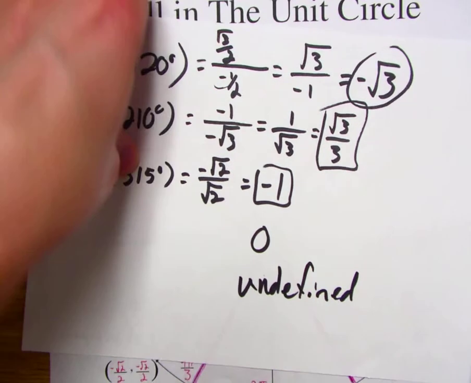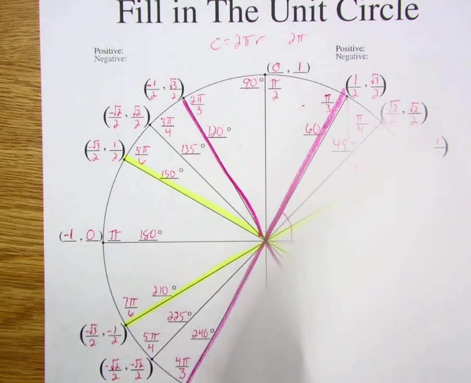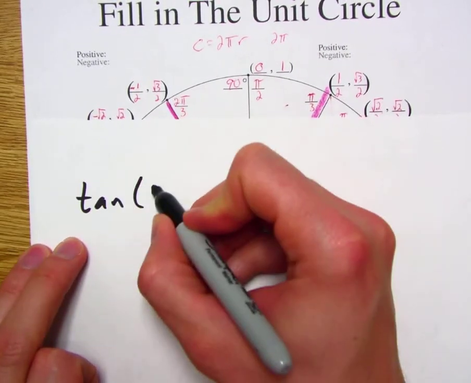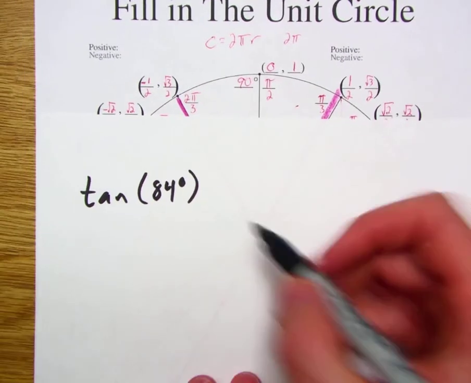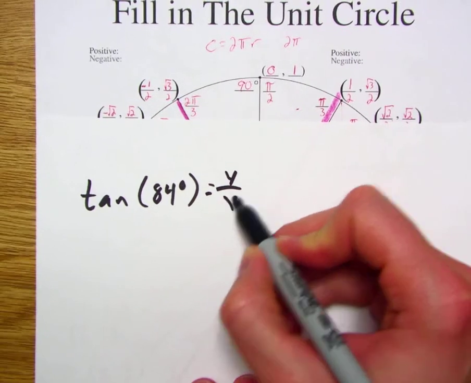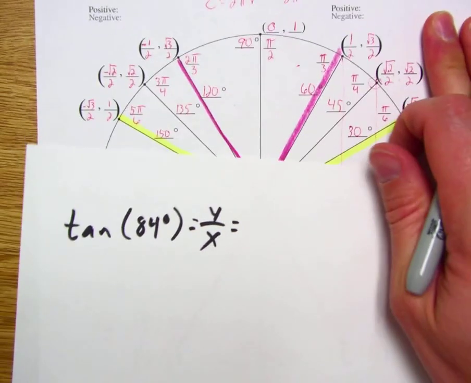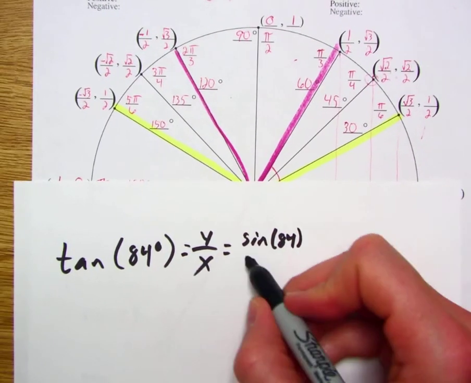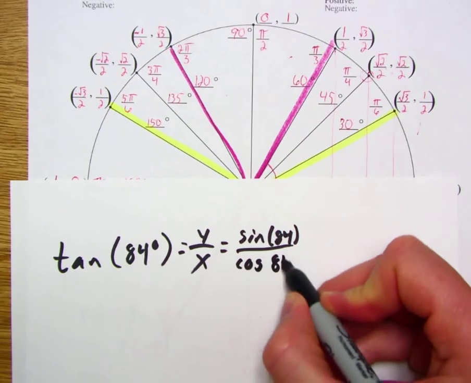So let's throw in a little curveball to make sure we're still remembering things from the past. If I do tangent of 84 degrees, how are we going to do that one? All right, we need to know the y-coordinate and the x-coordinate. How do I find the y-coordinate of 84 degrees? Yep, I'm going to do sine of 84. Okay, how do I find the x-coordinate? I'm going to do cosine of 84.